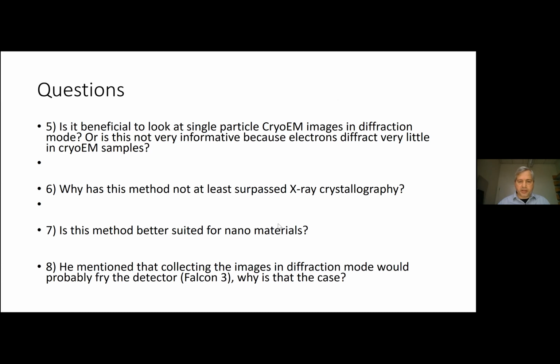I mentioned number 8. So he mentioned that collecting the images in diffraction mode would probably fry the detector. Basically, whenever you collect a diffraction pattern, you always have a beam stop that stops the direct beam, because you have a very, very bright direct beam that's not diffracted and that goes straight through. And if that beam hits the camera, it's bright enough to damage the camera. So what I meant was it's very easy to have the beam stop misaligned for a second or make a mistake. And then as soon as you make that one mistake, you could ruin the camera. The Falcon 3 is a direct detector, so it's not protected by a scintillating layer. So the electrons are hitting it directly. So it is quite susceptible to damage by an intense beam.